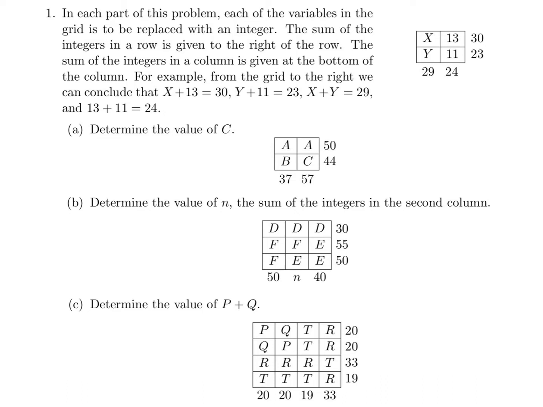For example, from the grid to the right, we can conclude that x plus 13 is equal to 30, y plus 11 is 23, x plus y is 29, and 13 plus 11 is 24. Determine the value of c.